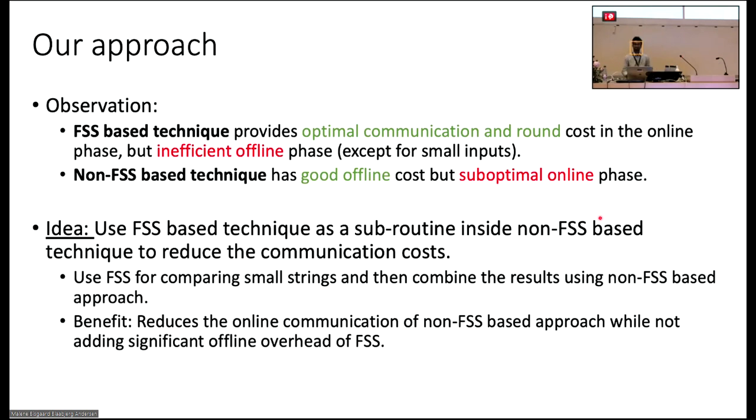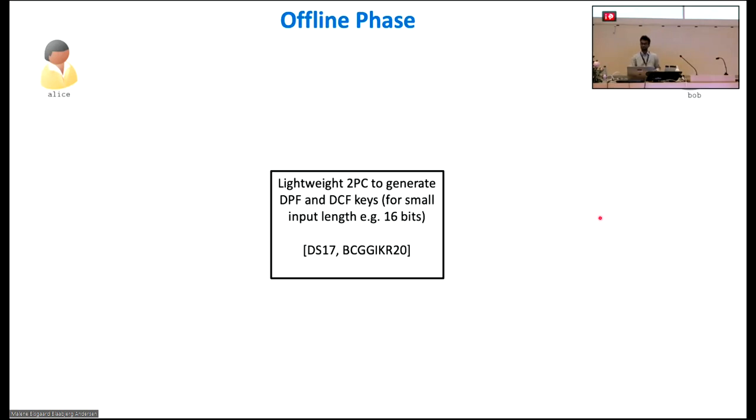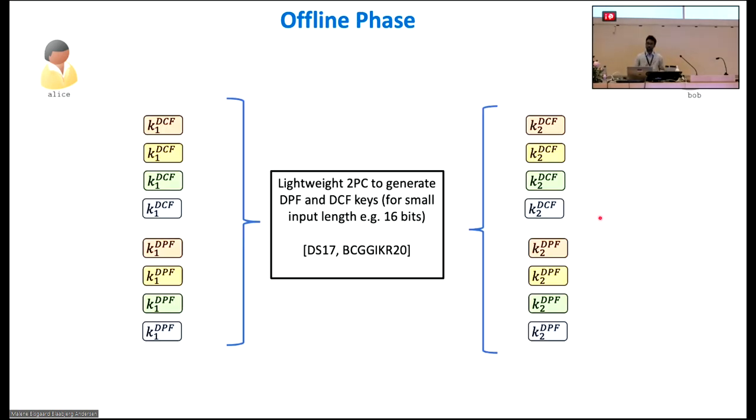The benefit is that this helps you to reduce the online communication of non-FSS-based approach while not adding significant overhead of the FSS-based approaches. Now, let me give you a high-level overview of how the protocol looks like. In the offline phase, Alice and Bob use a lightweight 2PC to generate FSS keys, specifically keys for DPF and DCF for small input lengths, and prior works can do this efficiently. So in this example, Alice and Bob are generating 4 pairs of DCF keys and 4 pairs of DPF keys.